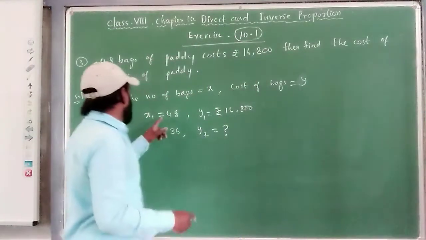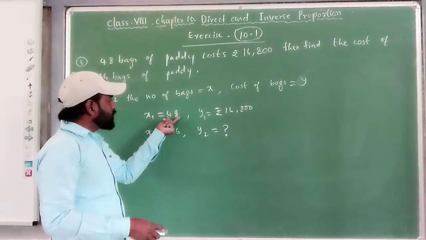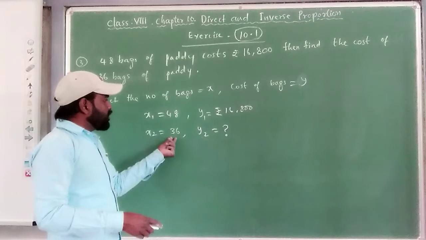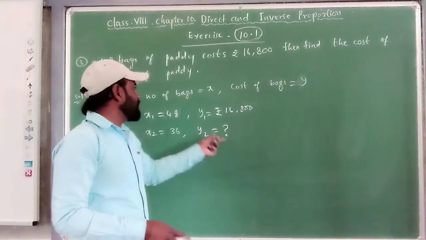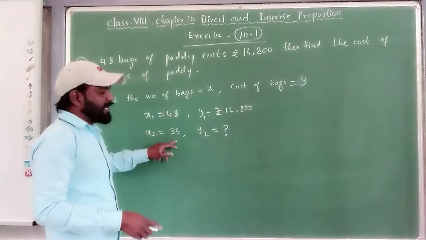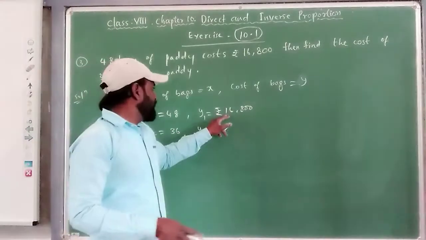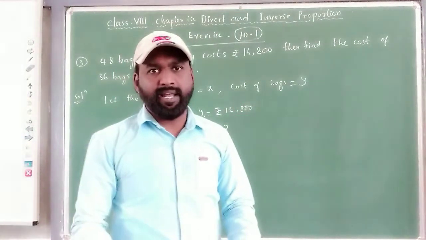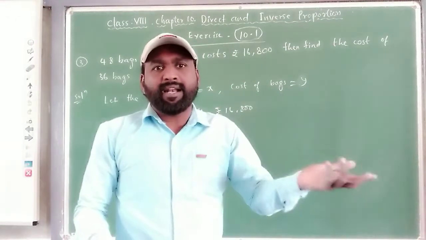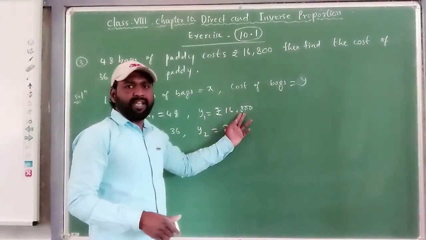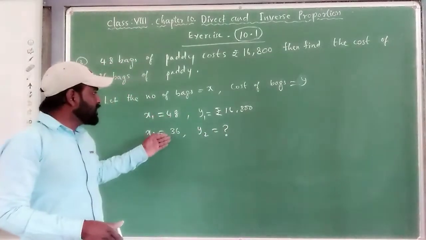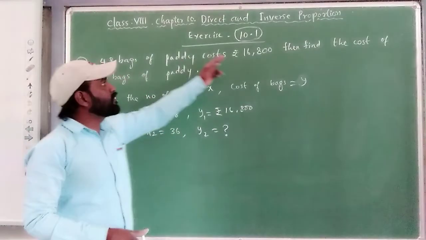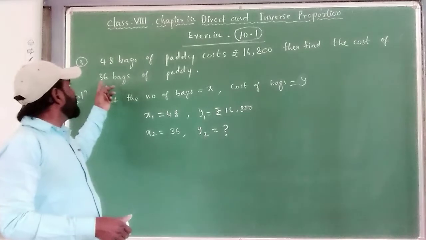So here, in the first condition x1, 48 bags, how much are you spending? 16,800. If you want to purchase only 36 bags, how much money do you require? Obviously the number of bags is reduced from 48 to 36, so the cost will also reduce. Instead of spending 16,800, you will spend less than that. But how much exactly? By common sense, the answer is going to be less than 16,800. Why? Because this time you are not purchasing as many bags as in the previous condition, 48 bags for 16,800. This time you are purchasing only 36 bags.